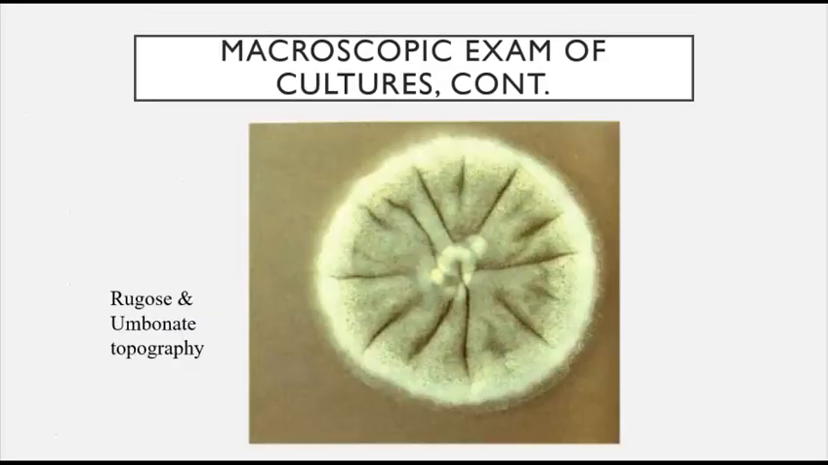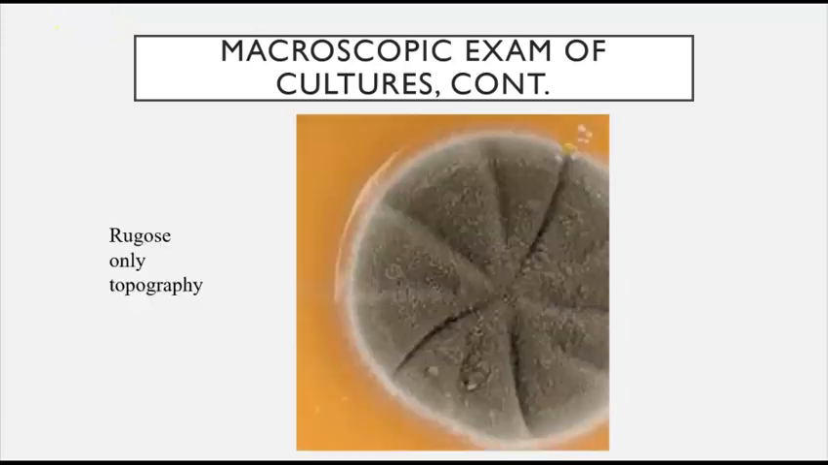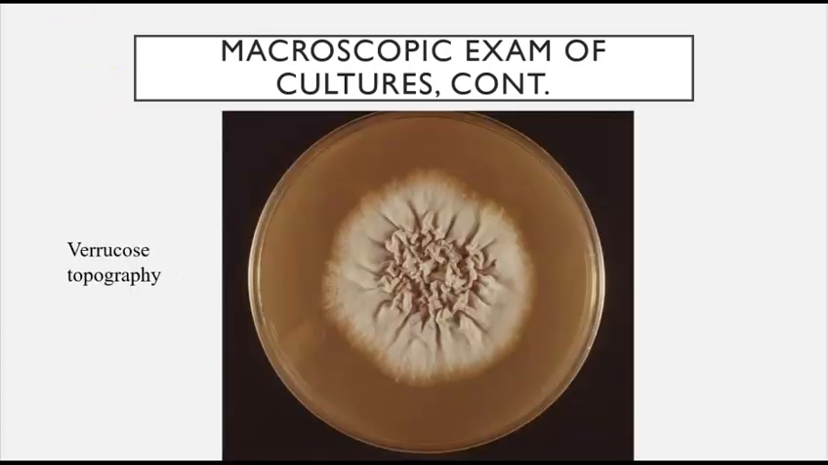Here is an example of a rugose umbonate colony. It has the little central button in the center, and then it has irregular furrows radiating from the colony. Here is an example of a colony that has rugose only. It's missing that central peak in the center, and it just has these deep furrows radiating outward. Here's an example of a verrucous colony. It has a wrinkled appearance.